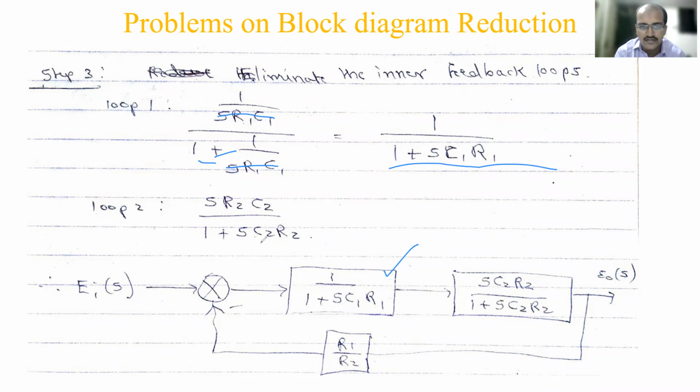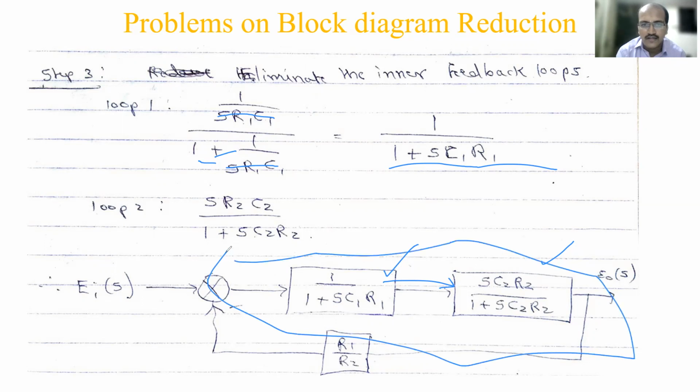Similarly, the second loop is straightforward. SC2 R2 is the G, over 1 plus 1 into SC2 R2, as H is 1. So straight away you got this second loop. The next step is you have to multiply these two loops, as they are in cascade. Then this complete block becomes G, and R1 by R2 becomes H. So eliminate this final feedback loop and you'll get the final answer.